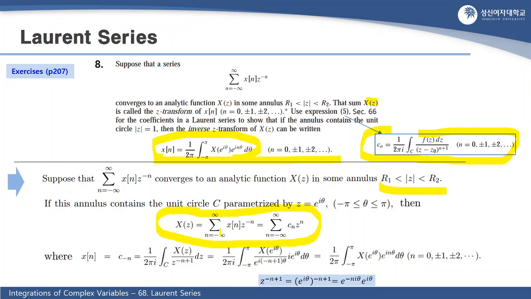is equal to this from the problem, and also equal to this, which comes from the Laurent series in section 66, where Cn is given by this. Then here x of n is equal to c negative n. Here n is replaced by negative n. Then we can write this.